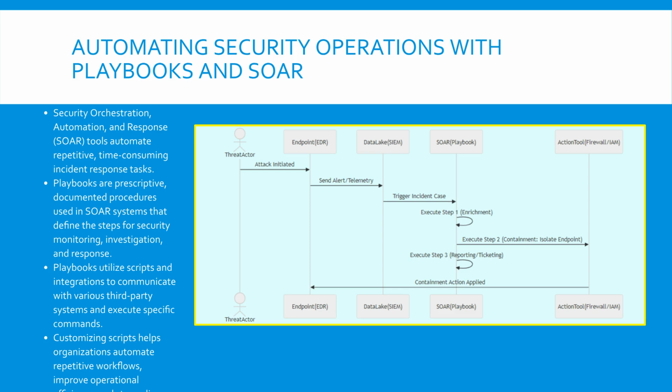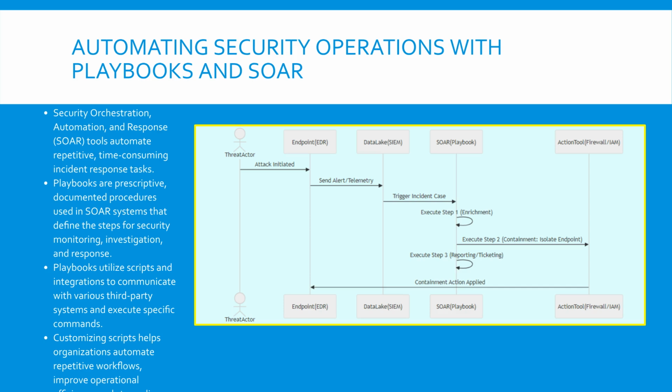This sequence diagram illustrates the automated workflow managed by a SOAR playbook during an incident. The process begins when a threat actor initiates an attack, causing the endpoint protection system to send an alert and telemetry data to the central data lake, often managed by a SIEM system. This alert immediately triggers a new incident case within the SOAR platform, initiating the automated playbook execution.